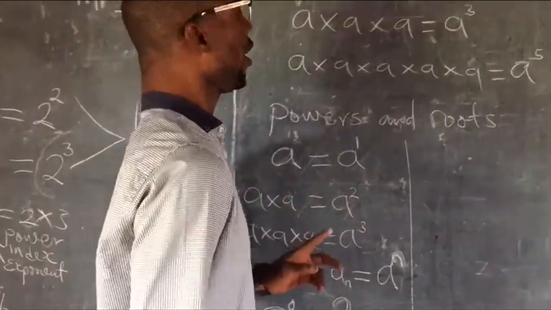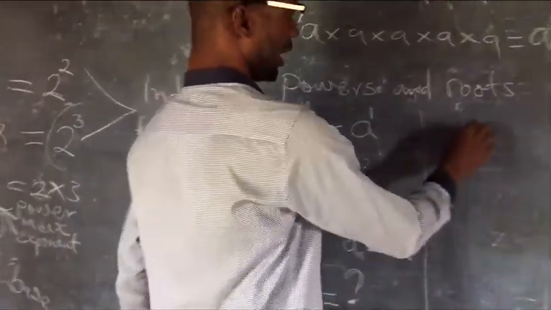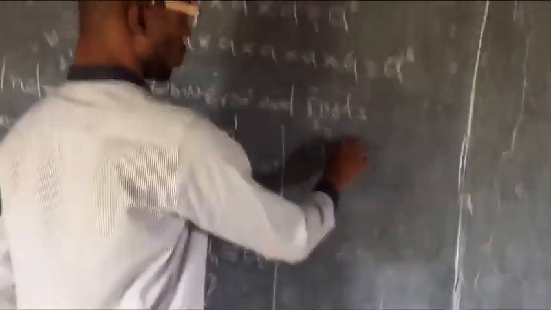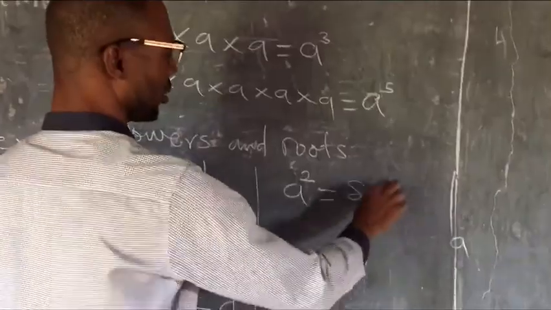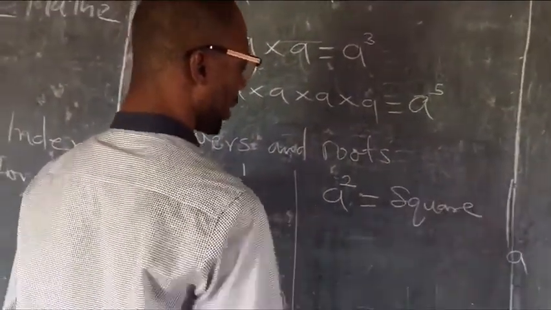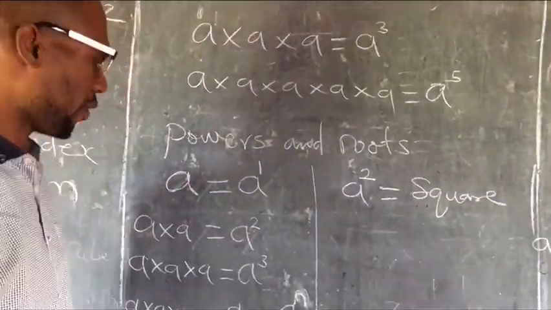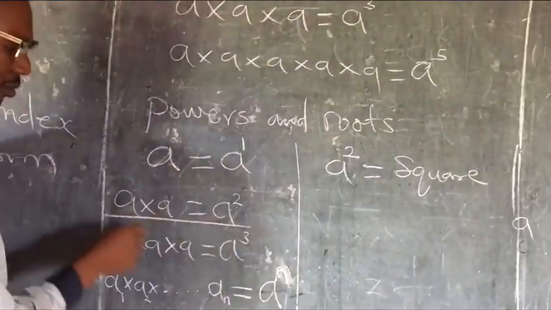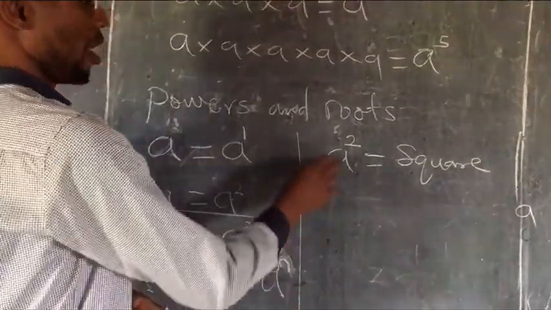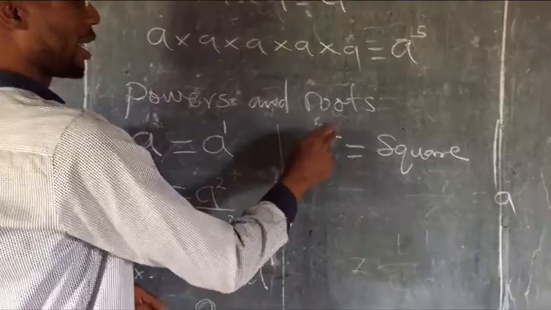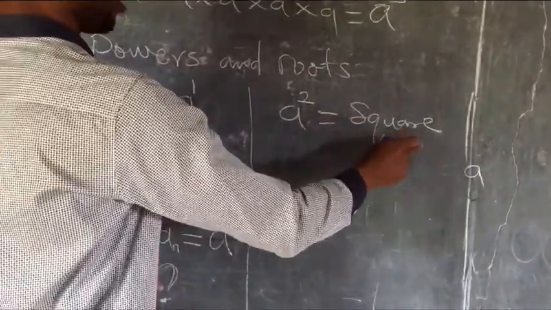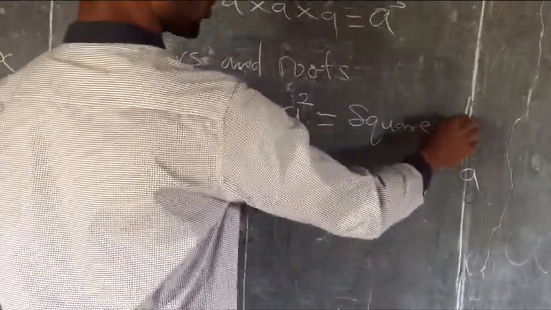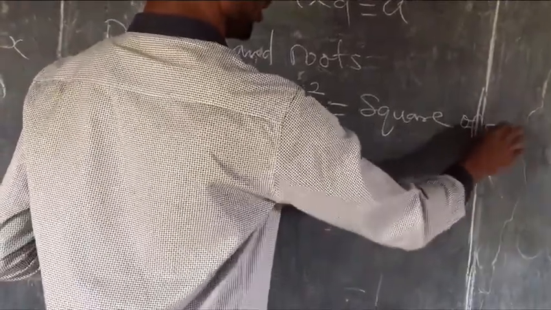Now, if we get A raised to power 2, they call it square. That is another way of calling this power. Right? If I get any number raised to power 2, we call it the square of that number. So this one now is the square of A.